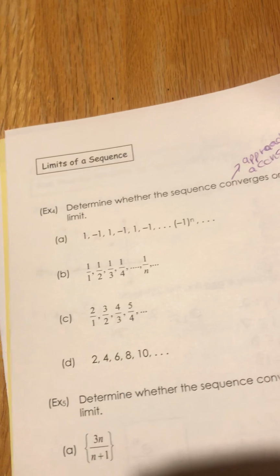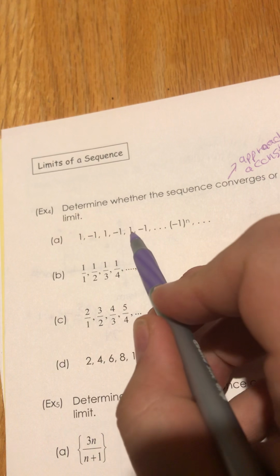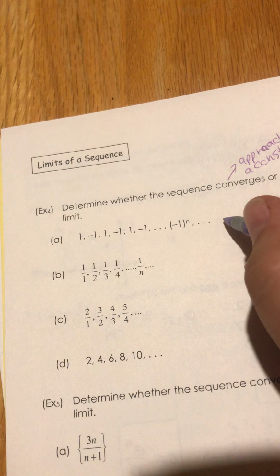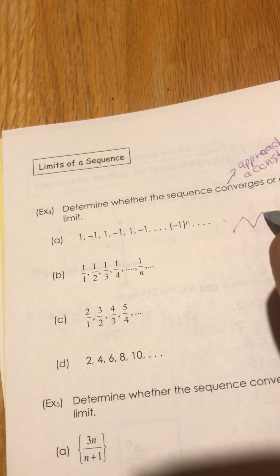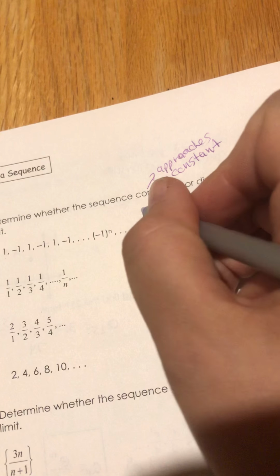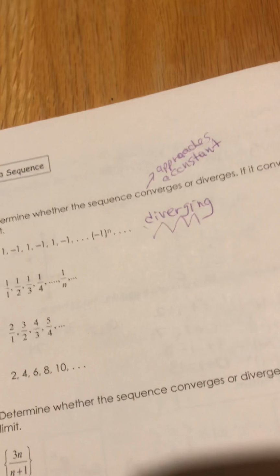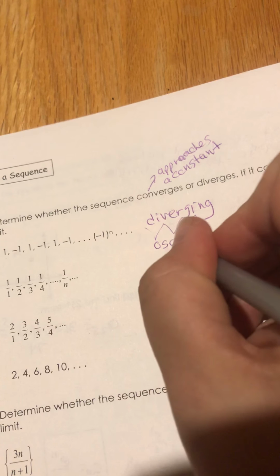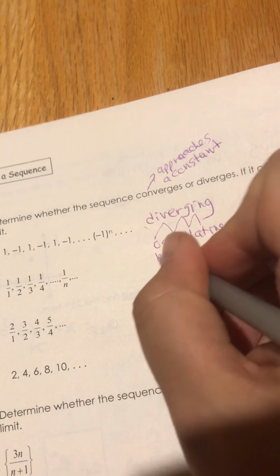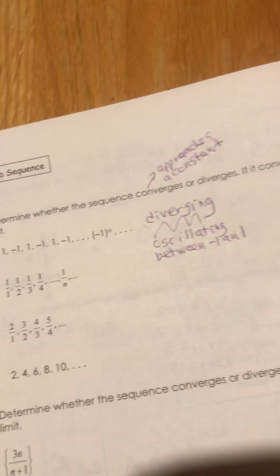So as you look at what's happening here, this is going from positive 1 to negative 1, positive 1 to negative 1, positive 1 to negative 1, and it keeps doing that pattern. So you notice it's just oscillating up and down, up and down. So this is not approaching a single number at all. So this is called a diverging function. And it's because it is oscillating between negative 1 and positive 1.